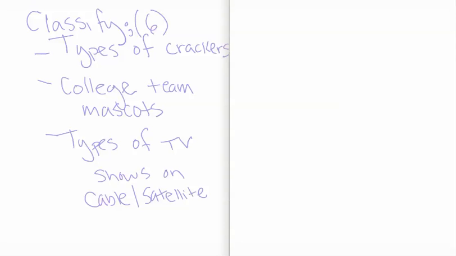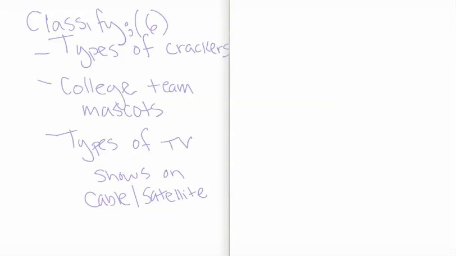Or if you're not into either the crackers or the college team mascots, you can classify the types of TV shows on cable or satellite. You could talk about comedies in specifics. You could talk about crime shows, Game of Thrones, whatever you want to talk about. I know everybody likes to talk about The Walking Dead. Maybe you have a category for zombies. I don't know. Are there more than one zombie show on TV? I have no clue. So you're going to make a classification, a dichotomous key of 6 items.